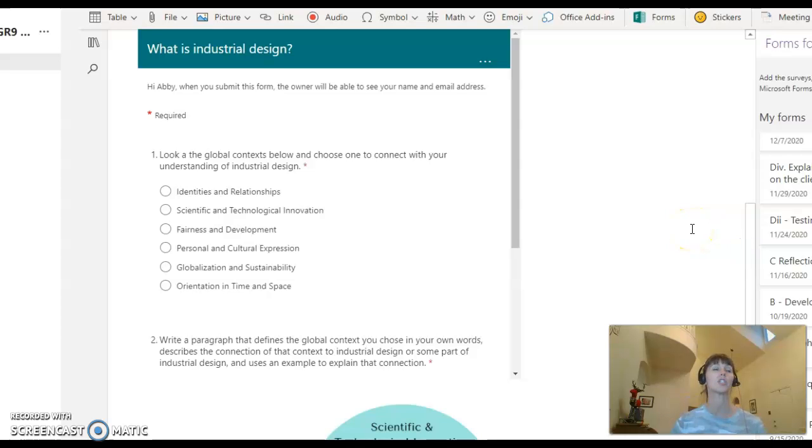and their smaller explorations. Then the next thing you will do on this form is write a paragraph. Just a paragraph. It doesn't have to be more than maybe 5 sentences, but write a paragraph that defines the global context you chose in your words. It should describe the connection of the global context to industrial design as you understand it, or maybe some part of industrial design that interests you. The third thing you need to do in this paragraph is use an example to explain that connection that you made.